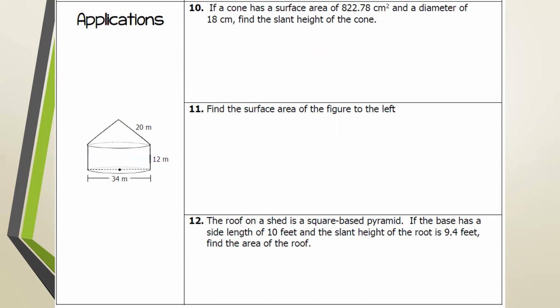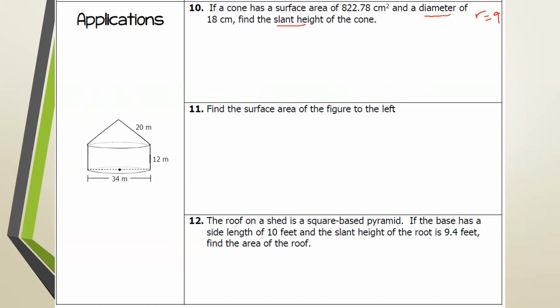Okay, so now let's look at a couple application problems. We have a cone, and this cone has a surface area of 822.78 centimeters squared and a diameter of 18. They're trying to be tricky and give you the diameter, but if you know the diameter is 18, you know the radius is 9. Let's find the slant height, or L.